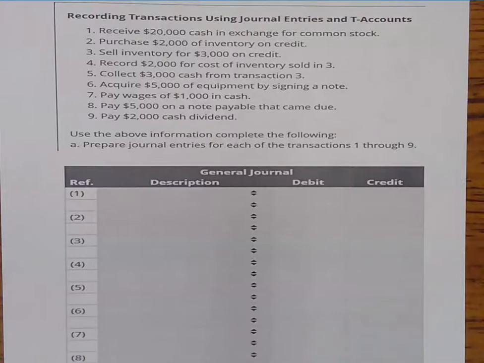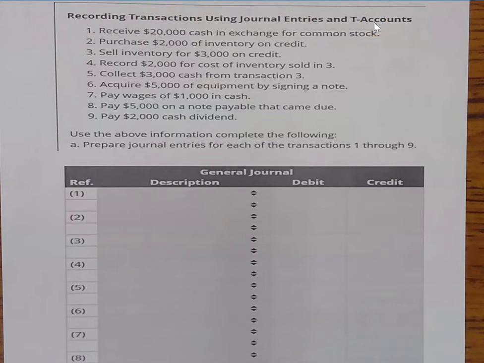All right, so let's take a look at another exercise as we familiarize ourselves with accounting and how all of these numbers kind of move together and actually mean something. The name of this exercise is recording transactions using journal entries and T accounts.